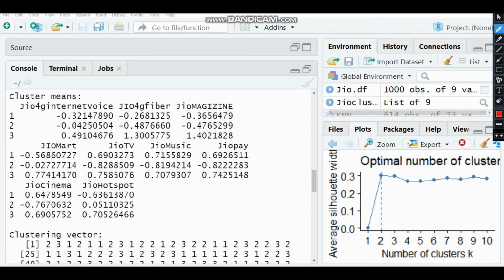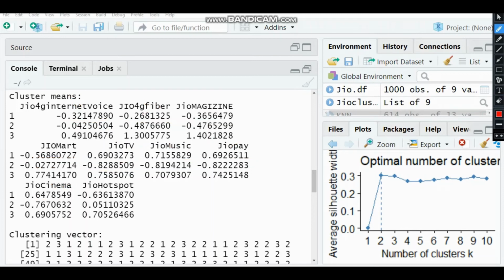So coming to the first cluster, you can see Geo Internet Voice, 4G Fiber, Magazine, GeoMart, GeoTV. Sorry, I said that by mistake, we are actually checking the first row. In the first row GeoMart is negative, but GeoTV, GeoMusic, GeoPay and GeoCinema are showing positive values, and the others are negative. This is the mid group.